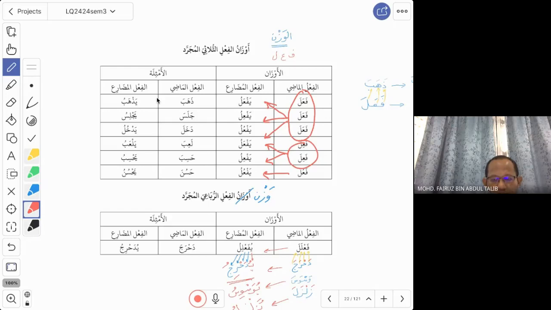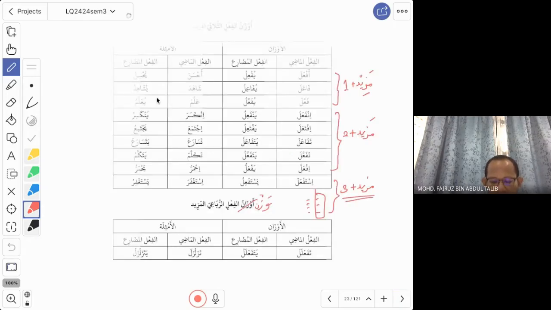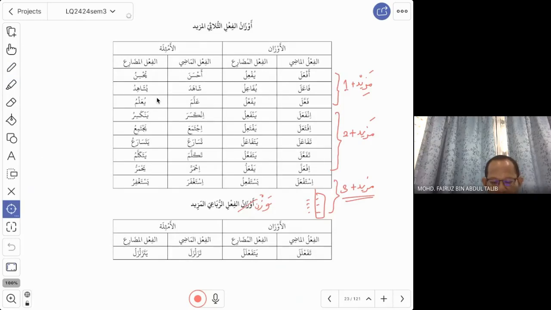Fa'lala yufa'lilu. Okay. For rubai mazid, remember all this. Af'ala yuf'ilu. Fa'ala yufa'ilu. Fa'ala, what is the mudari? Yufa'ilu. In fa'ala, the mudari is yanfa'ilu. Because by memorizing this, it will make it easier for you to recognize the mudari later.